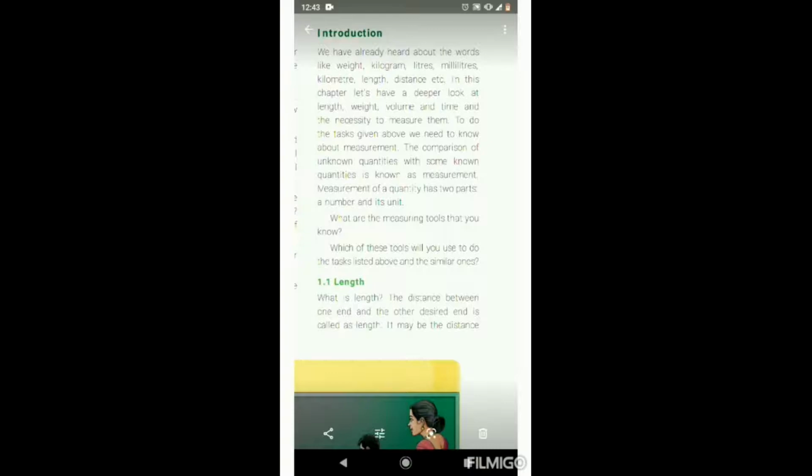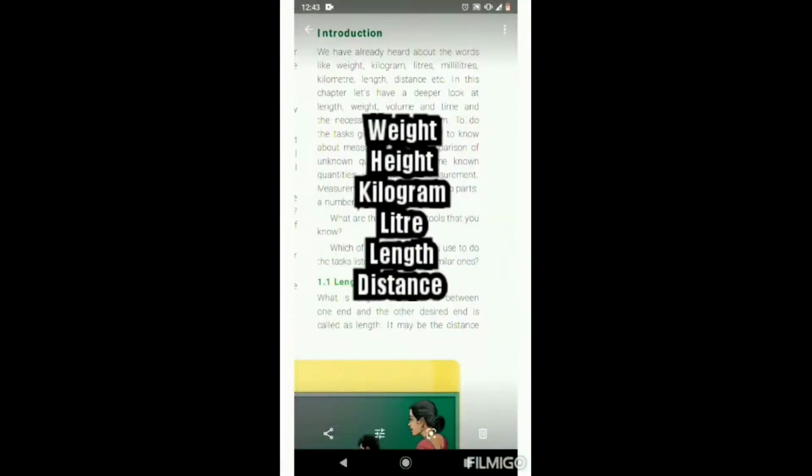So, I already asked you all a few questions, and to answer these questions, we need to get through this lesson very carefully. To start, you may have heard these words like weight, height, kilogram, liter, length, distance, etc. So, through this lesson, you will get to know more about these quantities.